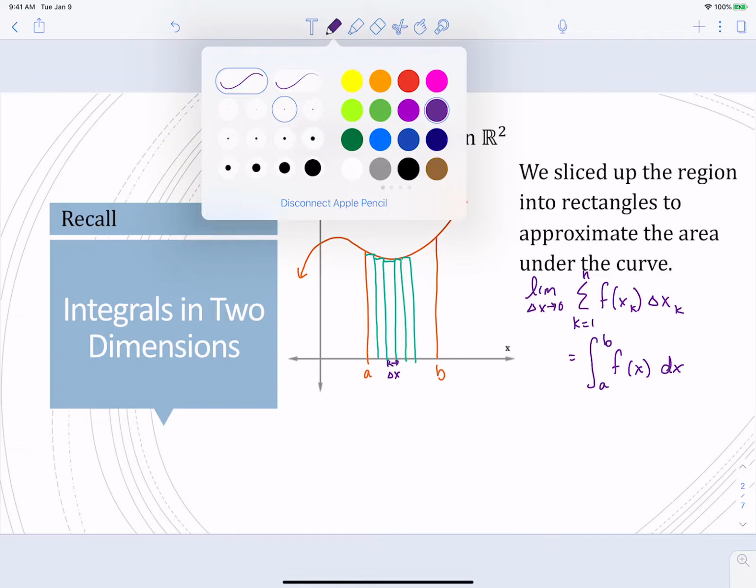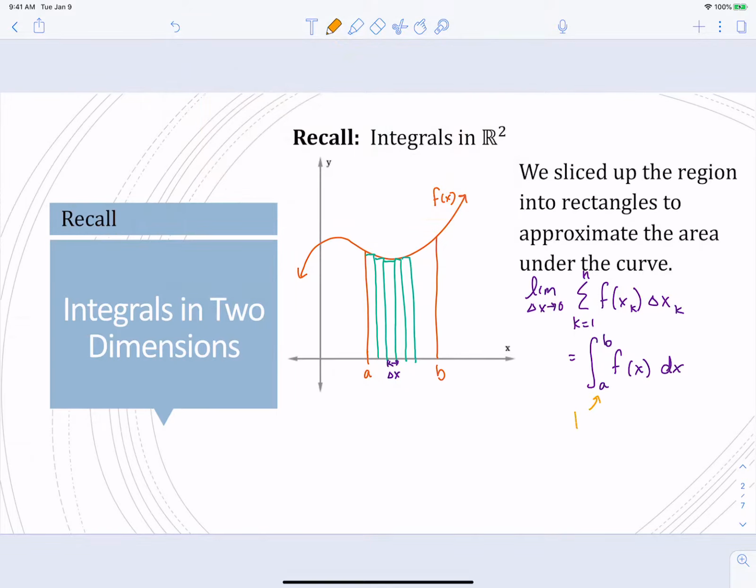A little bit of notation with this. Remember, a and b were our limits of integration. And f of x, we call that the integrand. dx is our differential. It tells us a couple of things. It tells us which variable is our independent variable; we're finding the integral with respect to x. It's also essentially the width of our rectangles.